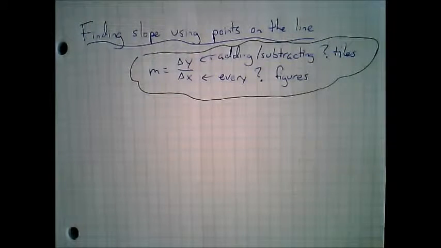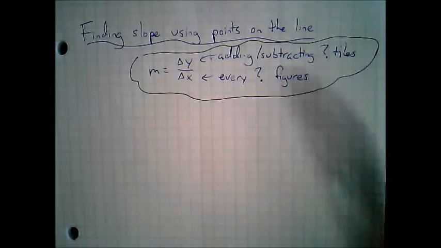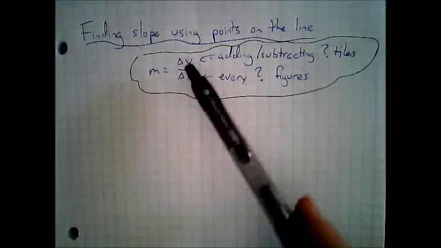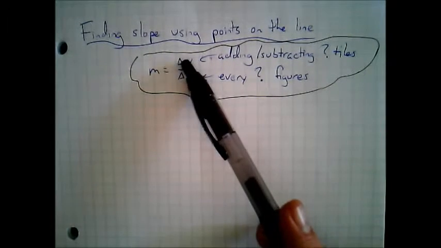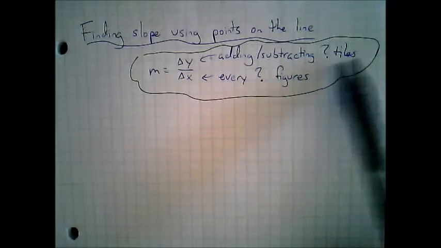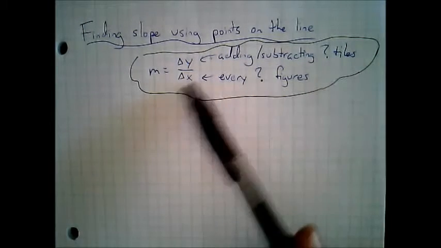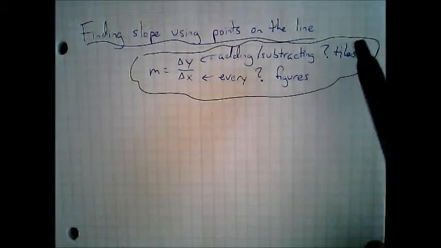Alrighty, in this video we're going to look at how to find slope using some points that are on the line. Again, in the bubble is a little review. Our slope is our delta y over our delta x. Our delta y is our change in y. It's how many tiles are we adding or subtracting each time. And our delta x is over how many figures.